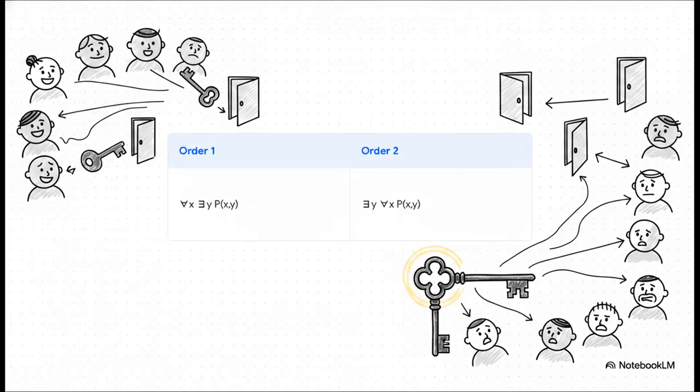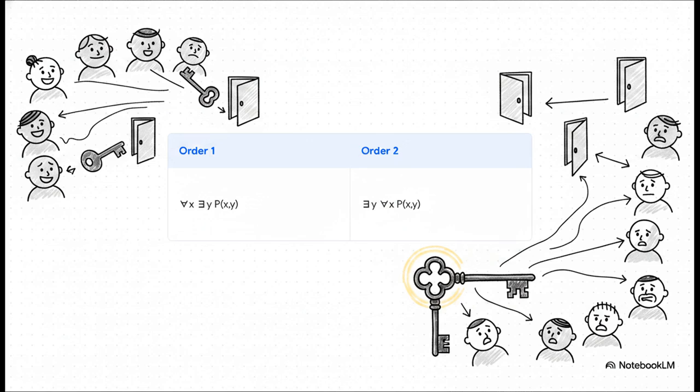Let's run these side by side. First, the formula where the for all comes first. Step 1, for every person. Step 2, there exists a key. Step 3, that unlocks a door. The translation, every person has some key, which makes total sense. I have my house key, you have your house key, we can all get into our own homes.